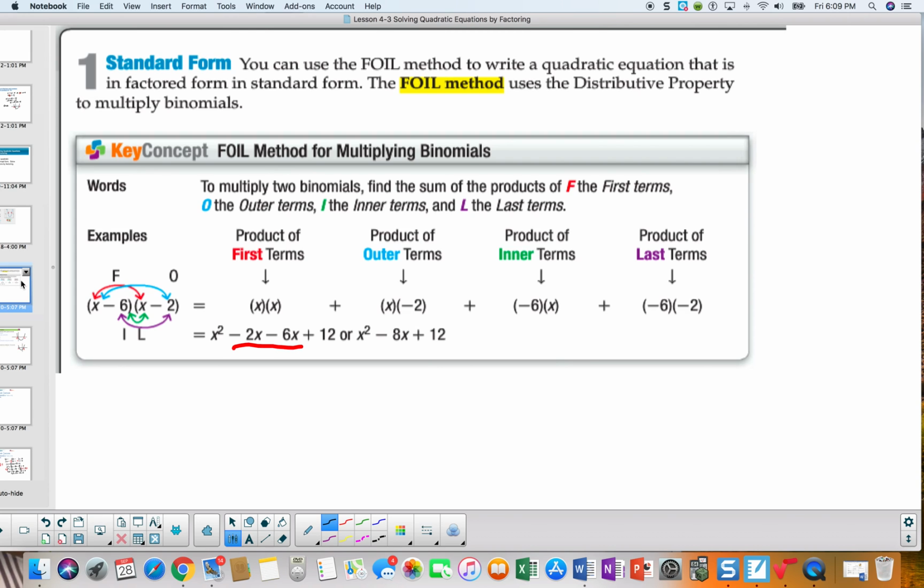Let's remember the FOIL method. The FOIL method is really a distributive property. When we have the factored form, we can distribute our x to each one of these and our -6 to each one of these and actually get our quadratic in standard form.